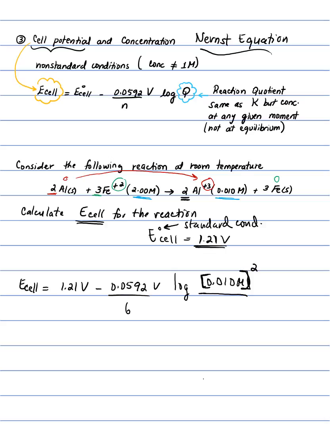The concentration for iron plus 2 is 2.00 molar, raised to the power of whatever coefficient you have. For that one, it's a 3, so that's to the third. And now you can complete your calculation. This is 0.0592 divided by 6 times the log of all of this here.